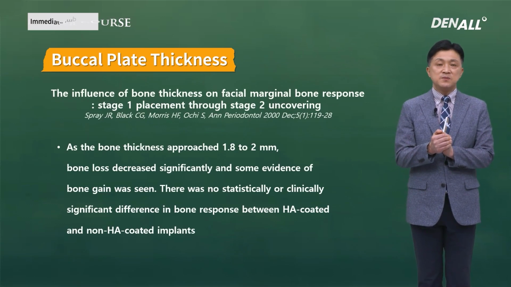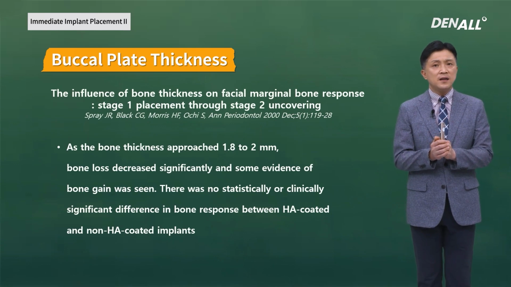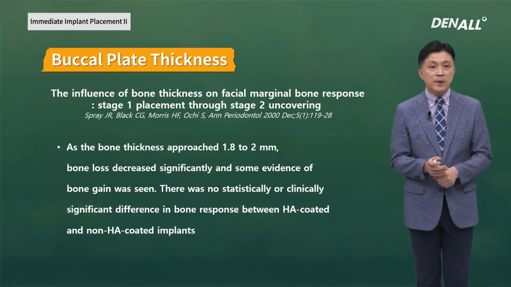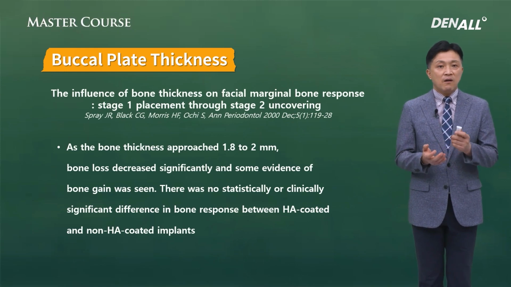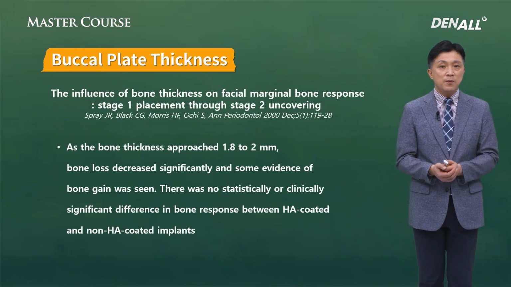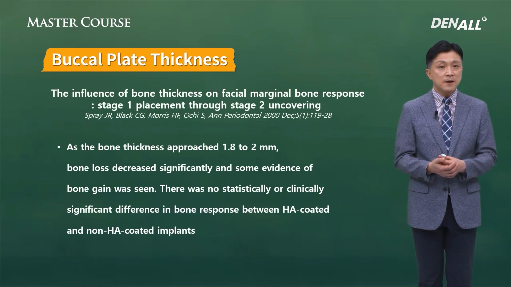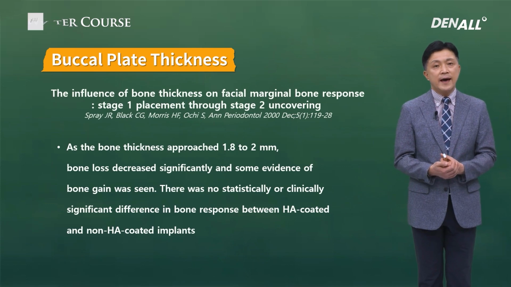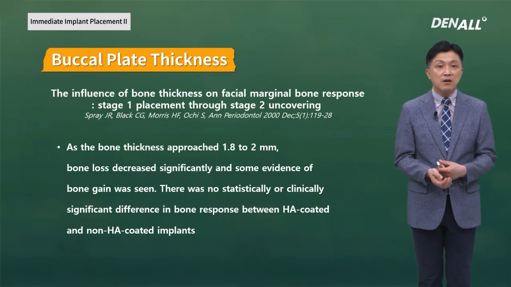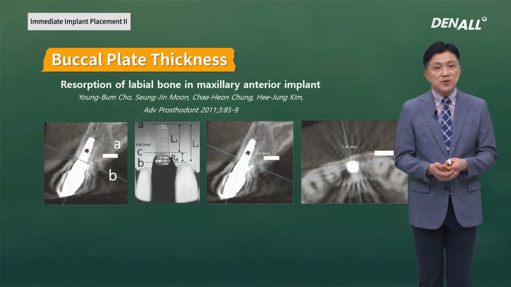Second, as mentioned, if the labial or buccal plate is too thin, you need to do gap management and socket graft is necessary. In that case, how thick should the buccal or labial plate be so that it does not require gap filling and can withstand bone remodeling? If you look at the literature from 2000, the labial plate or buccal plate needs to be at least 1.8 to 2 millimeters to be able to withstand remodeling.